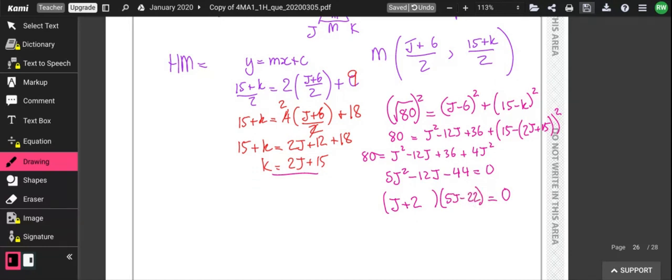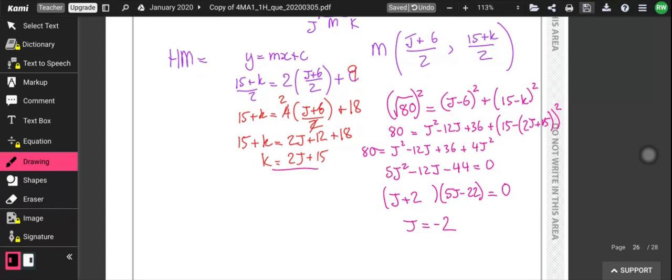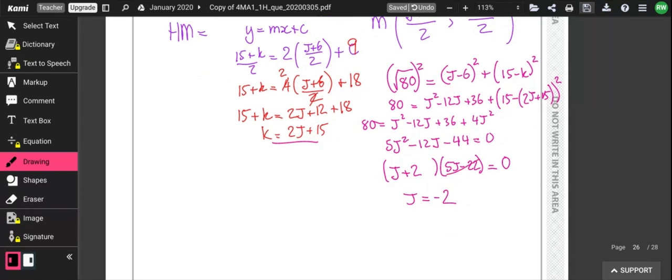Because J is negative from earlier in the question, then J must be equal to negative 2. So we can ignore this one here, which is the positive value, and our K value is equal to 2J plus 15. So 2 times negative 2 plus 15 is 11.